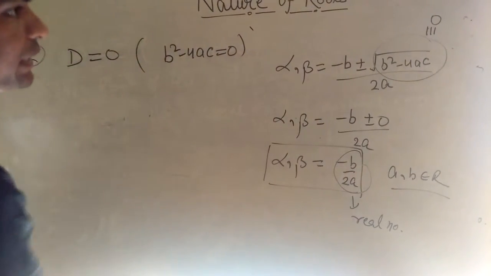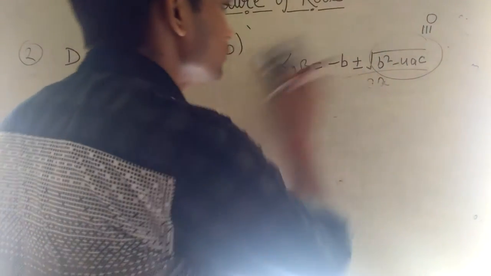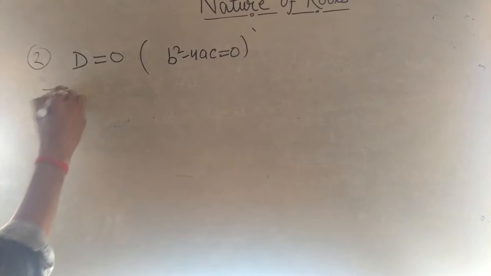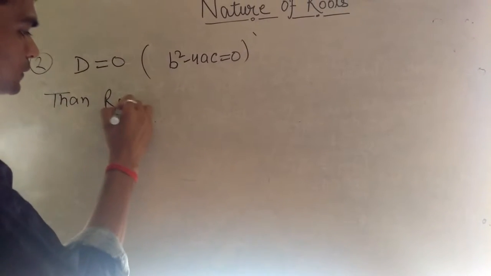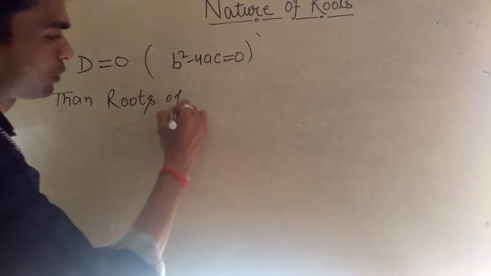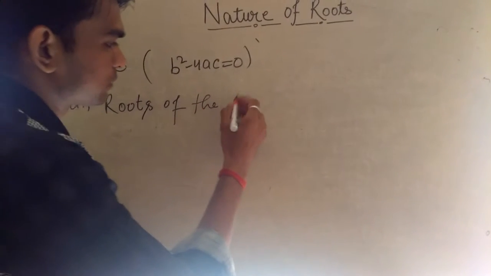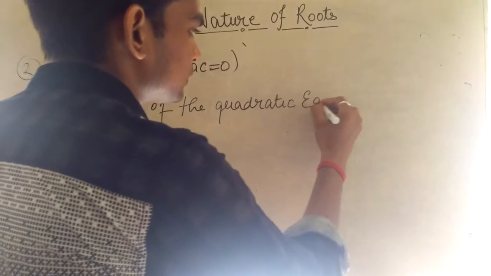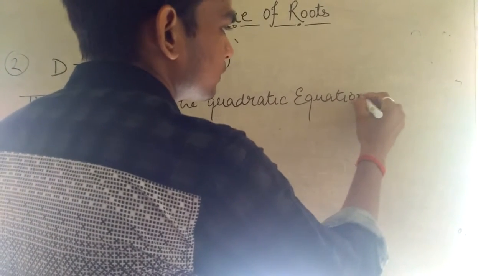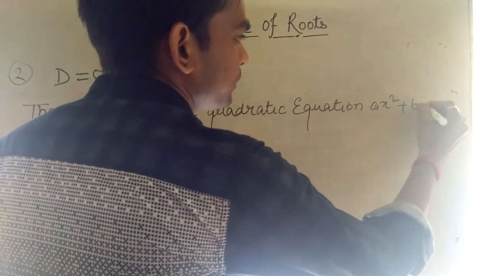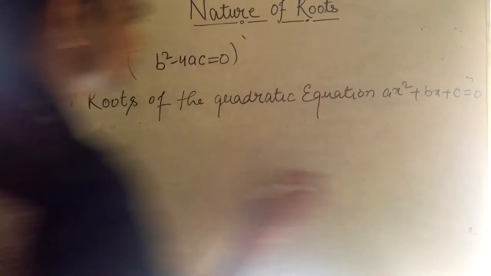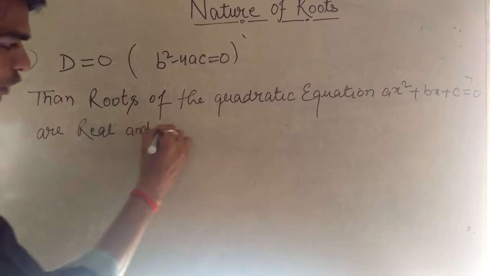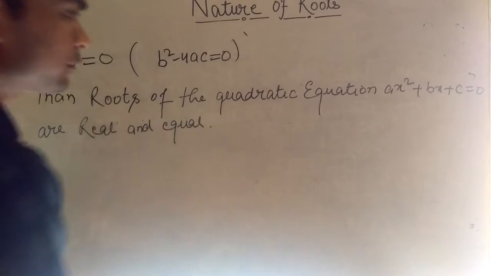So from here we can make a conclusion: if b square minus 4ac equals 0, then the roots of the quadratic equation ax square plus bx plus c equal to 0 are real and equal.